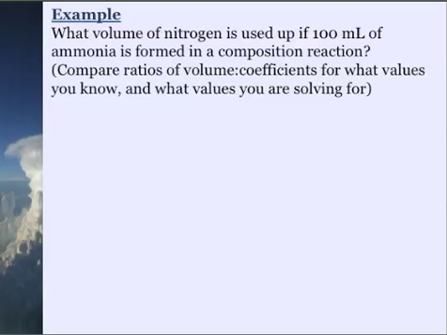As an example here: what volume of nitrogen is used up if 100 milliliters of ammonia is formed in a composition reaction? So we need to compare the ratios of volume, so coefficients, for the values you know and the values you are solving for. In this case, we have this 1 to 3 to 2 reaction. We do not know the milliliters of nitrogen. All we know is the milliliters of ammonia that we're going to get out.